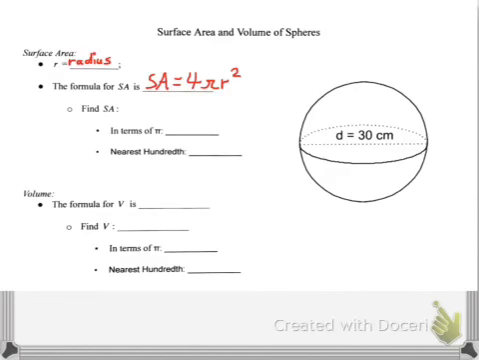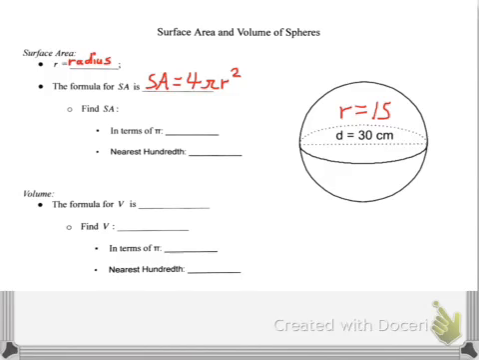Our next lesson is on surface area and volume of spheres. To find the surface area of a sphere, the only measurement that you need to find is the radius. In our picture over here on the right, it gives me that the diameter of this sphere is 30. So we know that half of that is the radius, so my radius would be 15.